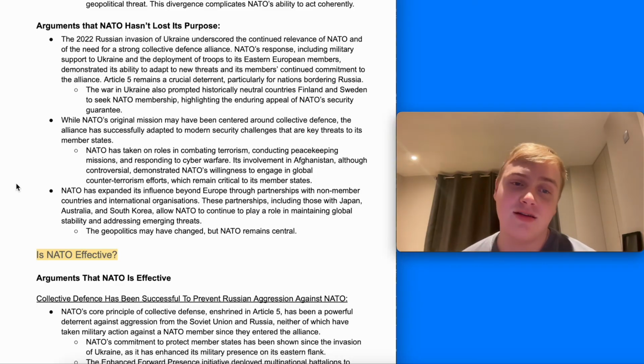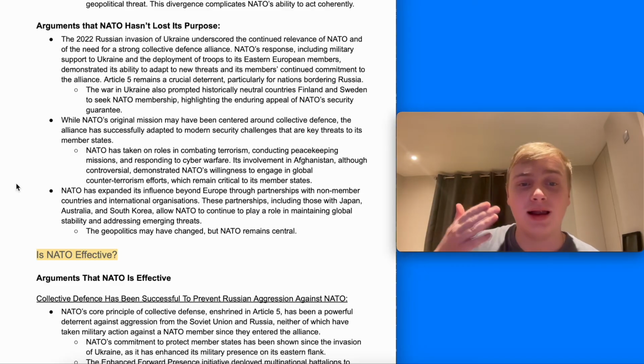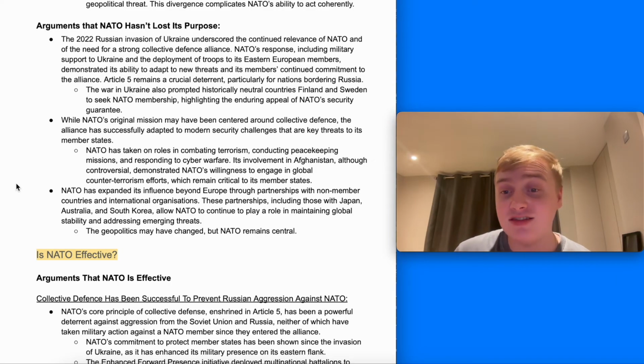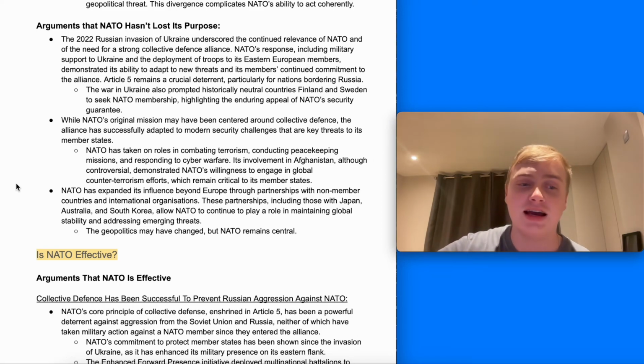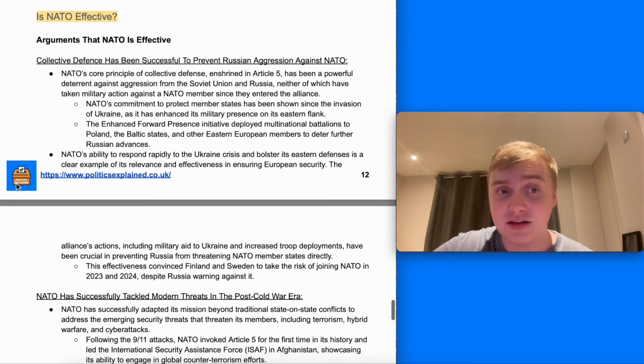And it's also expanding its influence beyond Europe through partnerships with non-member countries and international organisations, including with Japan, Australia, and South Korea, which allow NATO to play a key role in maintaining global stability and addressing emerging threats. The geopolitics may have changed, but it can be argued that NATO remains central as a global security actor. The next key debate then is whether NATO is effective.